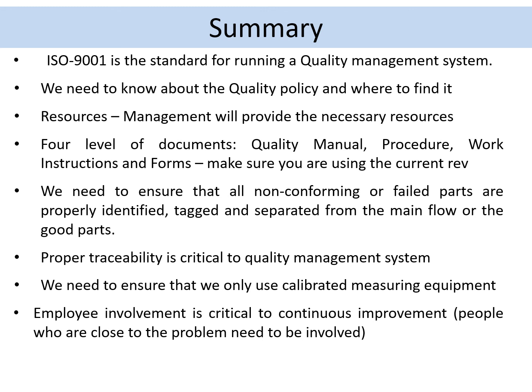We need to ensure that all non-conforming or failed parts are properly identified, tagged, and separated from the main flow of good parts. That's very critical in a quality management system. Proper traceability is critical as well. We talked about traceability, that every single process, every single part should be traceable as much as we can. This will really help us improve our quality management system every day, especially in case of a reported failure. We need to ensure that we only use calibrated measuring equipment.